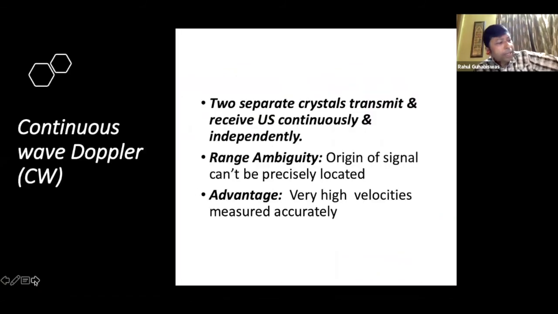Now, in Doppler echocardiography, there are principally two modes. In continuous wave Doppler echocardiography, the transducer uses two crystals. One crystal is used to continuously emit the ultrasound signal, and the other crystal to continuously receive the reflected signal. The advantage is we can measure very high blood velocities in excess of 7 meters per second. On the flip side, the origin of the signal can't be precisely located. This is called range ambiguity.